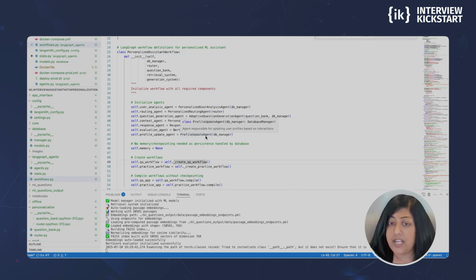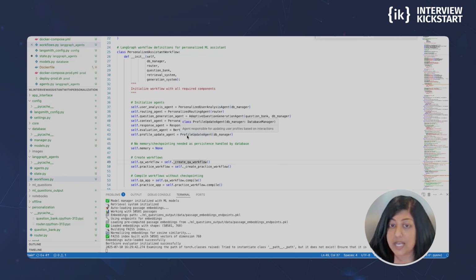And then the profile update agent, which is essentially doing that little bit of a loop where it updates the user's profile and records a learner's performance on the questions that are being presented, based on the skill that is being evaluated in a given practice session. Now, these are the 2 workflows that are being initiated.